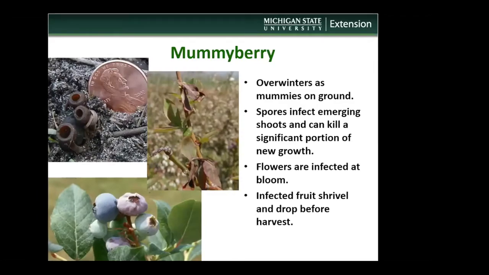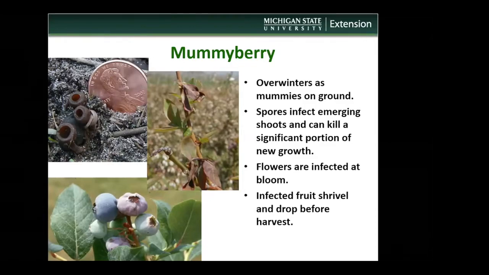So I find mummyberry to be a very interesting disease because it has to infect the plant twice. It overwinters as a mummy on the floor of the field. In the upper left-hand corner, you can see a mummyberry mummy with 3 apothecia. My growers call them mushrooms. I call them a sac fungus, and it puts out spores that float through the air and will land on green shoot tissue. And if there's a wetting period, they'll infect that shoot tissue and kill the shoot.